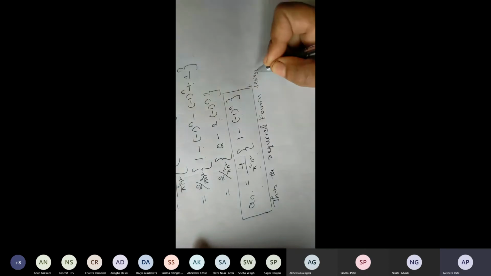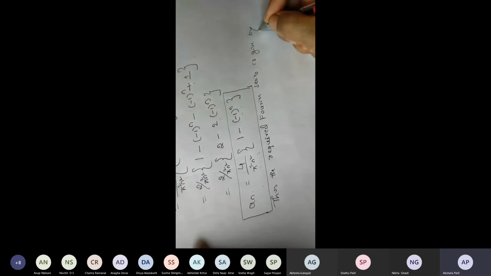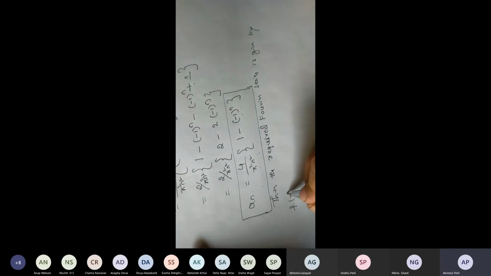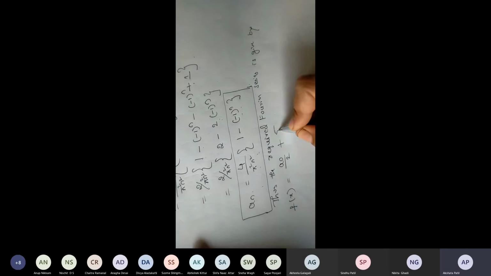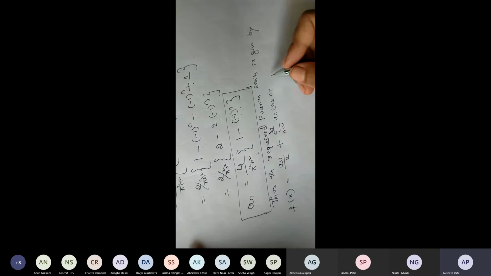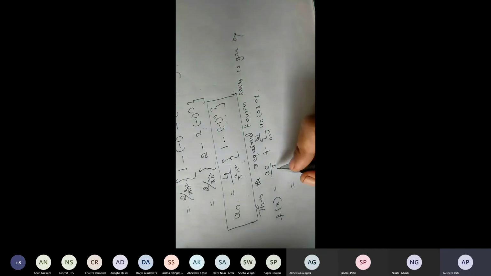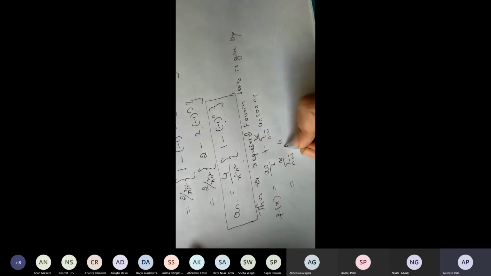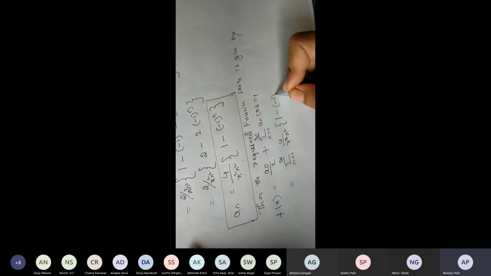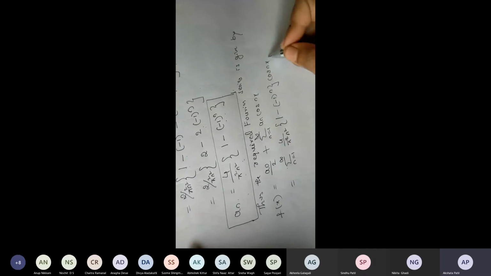The required Fourier series is given by f of x equals, the formula is a naught by 2 plus summation n equals 1 to infinity a_n cos nx. No need to write the b_n term here because b_n is 0, because it is an even function. So how much are you getting here? a naught value is 0, so the first term is 0. Second term is summation n equals 1 to infinity a_n. How much are you getting here? 4 by pi square n square, inside 1 minus (-1)^n cos of nx.